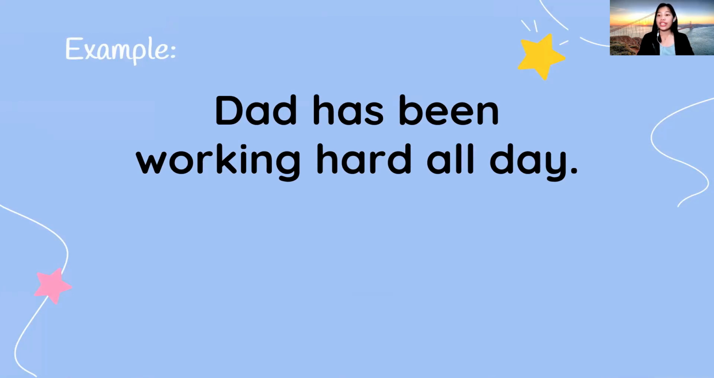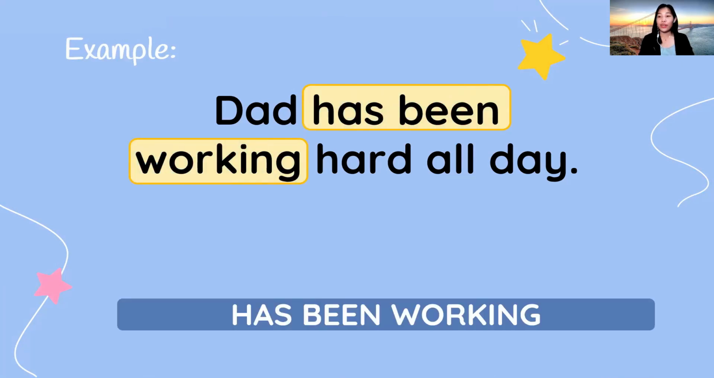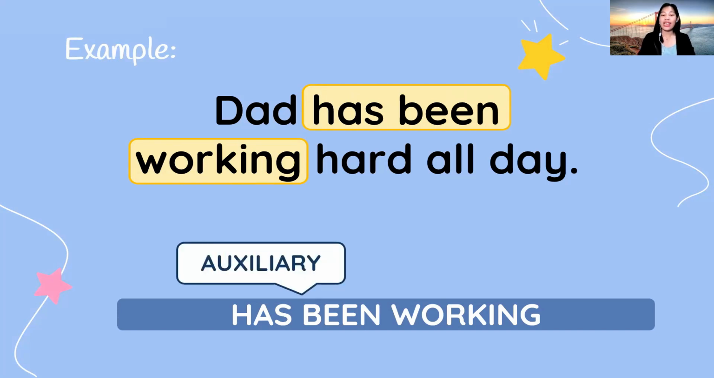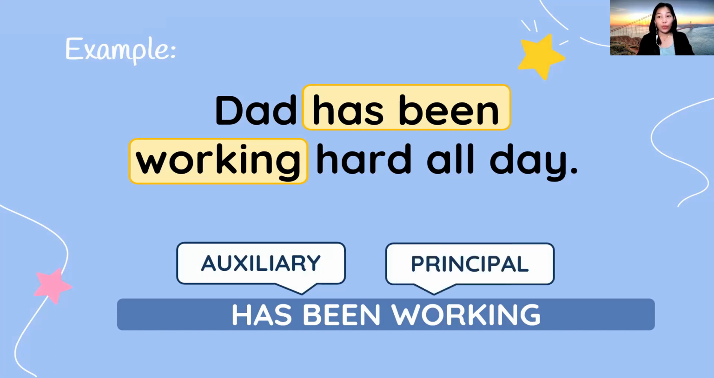Thank you. Which in this sentence is a verb phrase again? Has been working. Very good. This verb phrase is composed of two parts, the auxiliary verb and the principal verb. So which do you think is the auxiliary verb? All right. How about the principal verb? Okay, the auxiliary verb is has been and the principal verb is working.